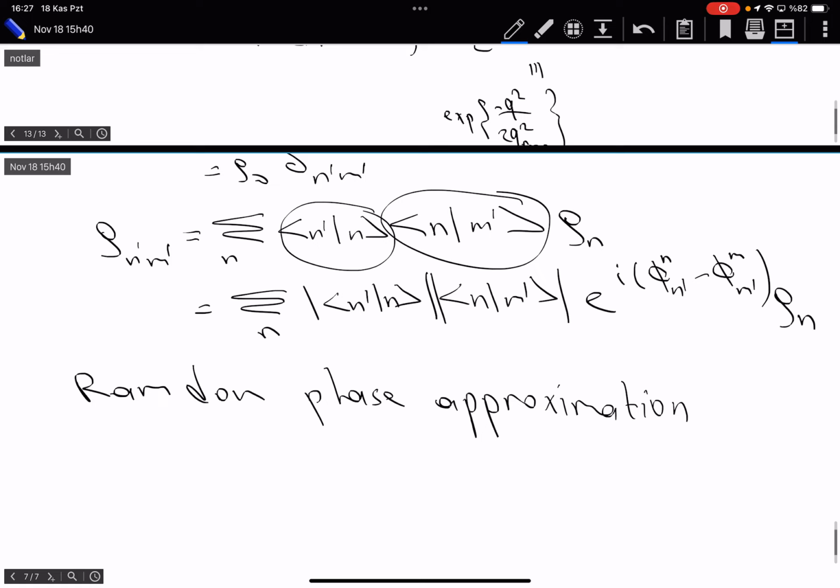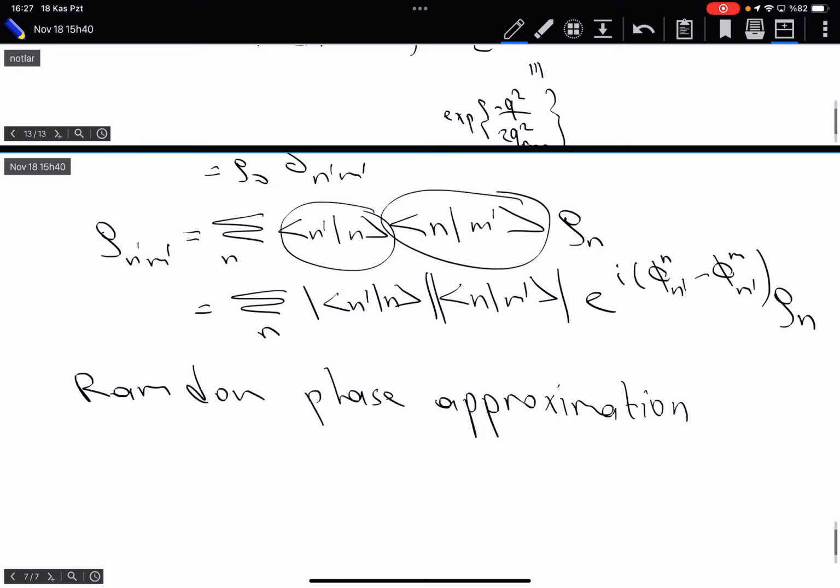You see, if n prime and m prime are equal, there's no phase, there's no random phase. So everything here is a positive number. So rho_n prime is definitely a positive number. But if n prime and m prime are different, then in general those phases will be different. And as I change n, the phases will also change. But the phases will be positive, negative in different directions, and I'm summing over all these phases. I will assume that all these numbers cancel each other.